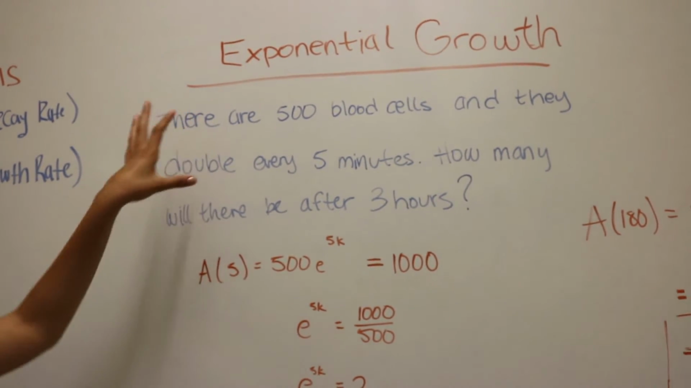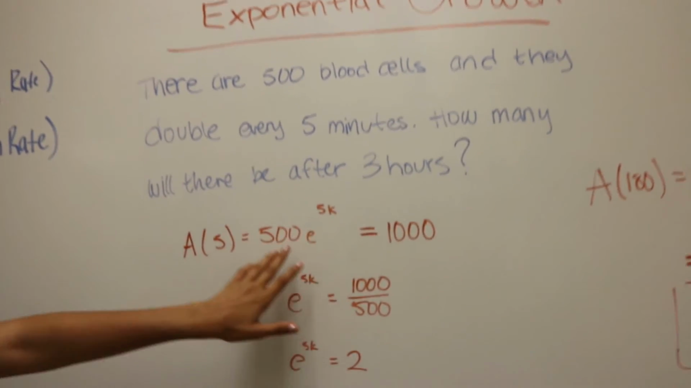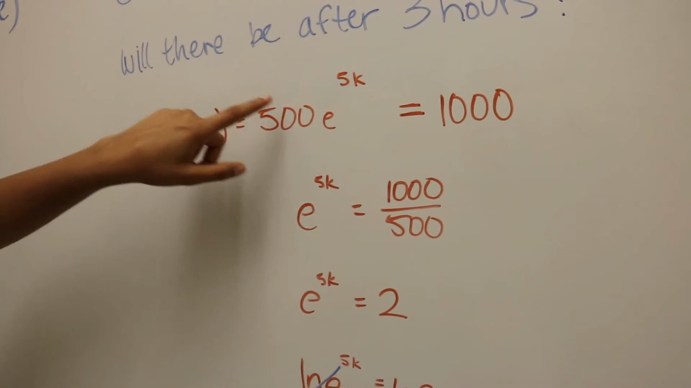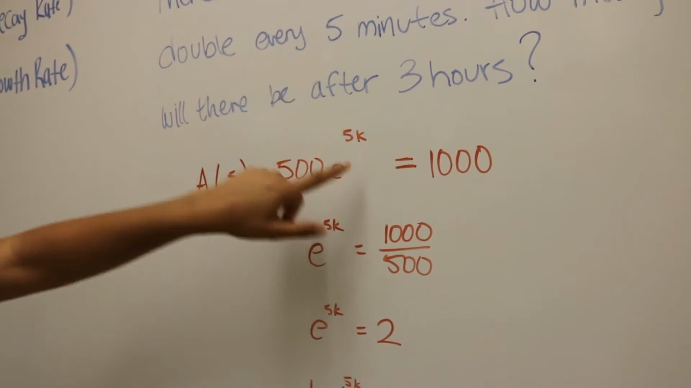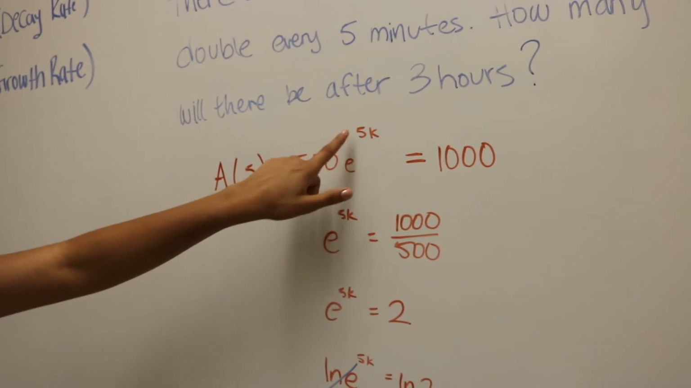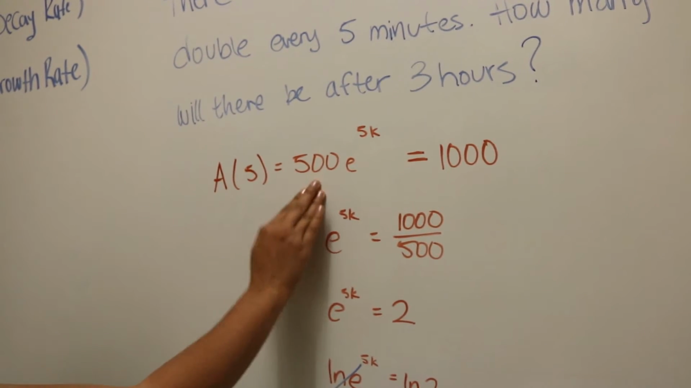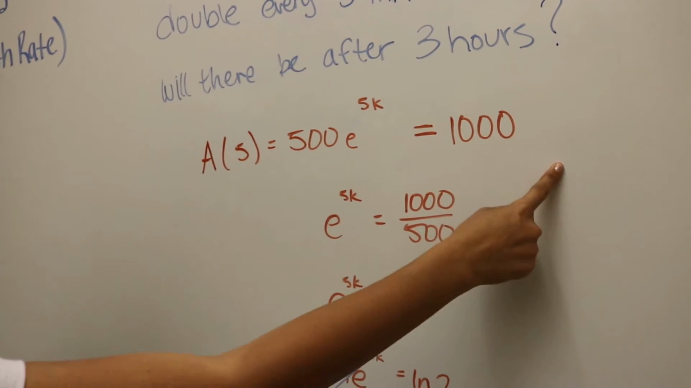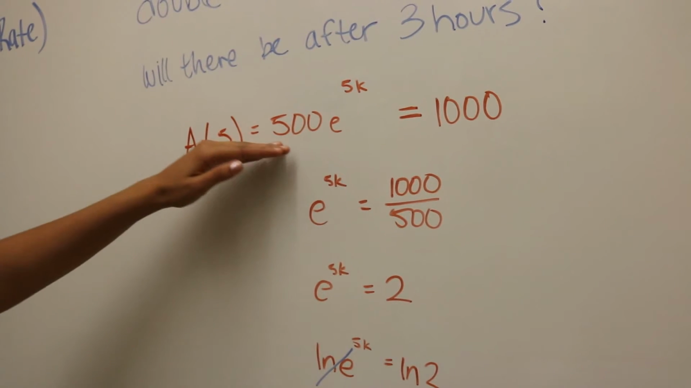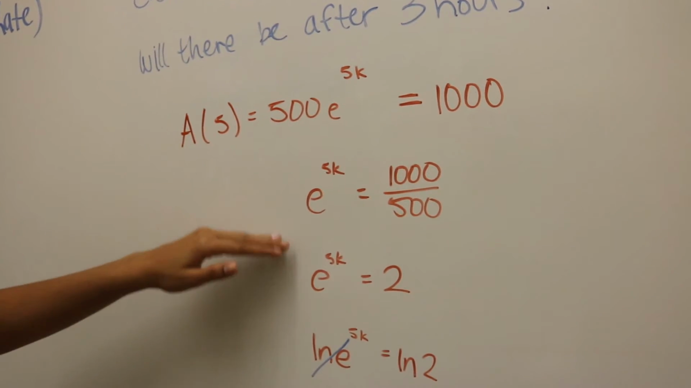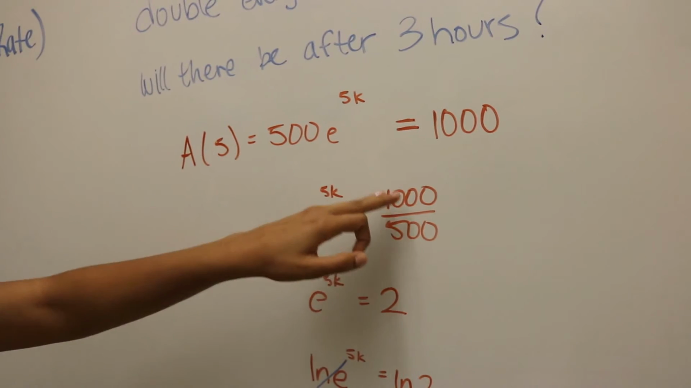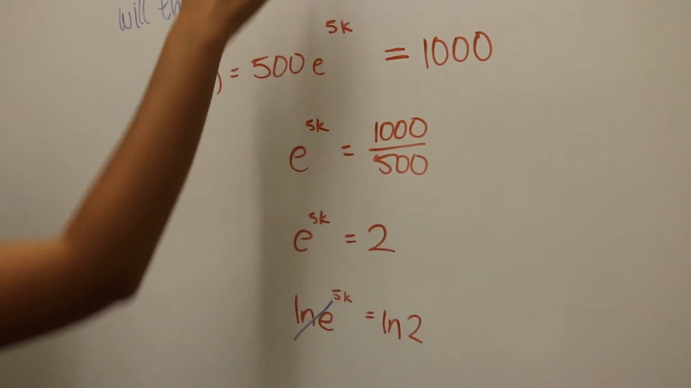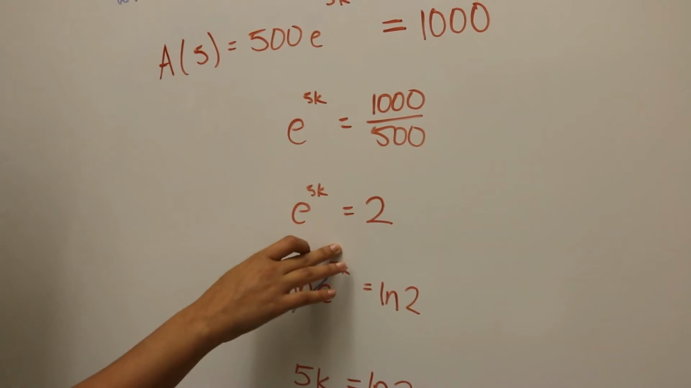So what we're missing from this equation is the k, because we have the original amount, which is 500 blood cells, and we also have the time, which is 5 minutes. We're missing k, but we know that it doubles every 5 minutes. So even though this says 500 e to the 5k, we know that it doubles, so we'll just double 500, and it'll be 1,000. Then we divide by 500 on both sides and get e to the 5k equals 1,000 divided by 500, which is 2. That should happen every time you double, because 2 represents the doubling.